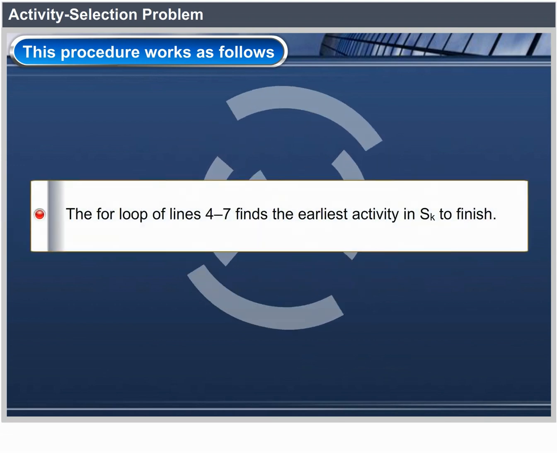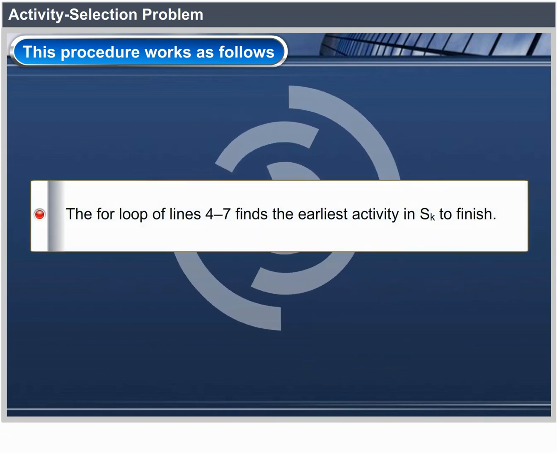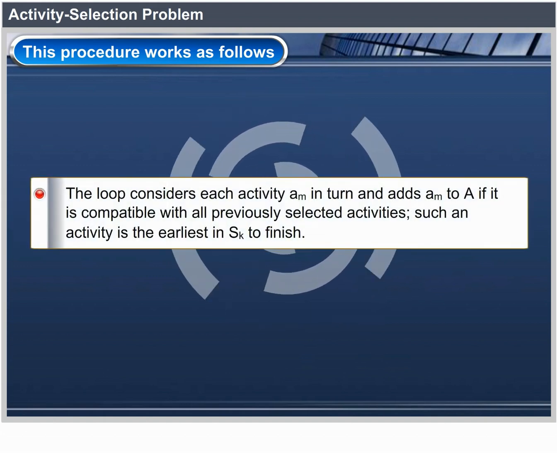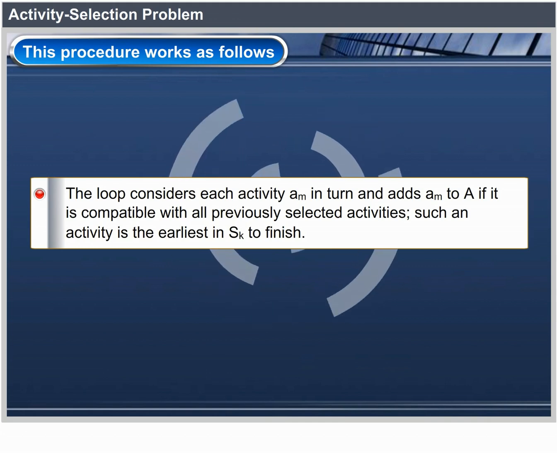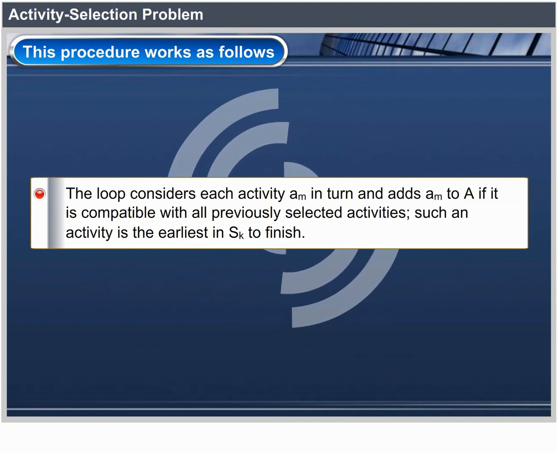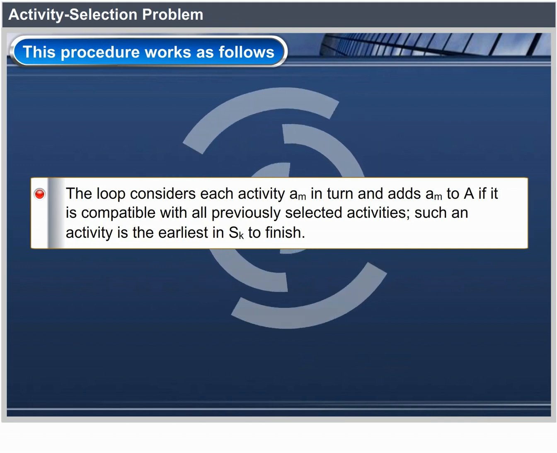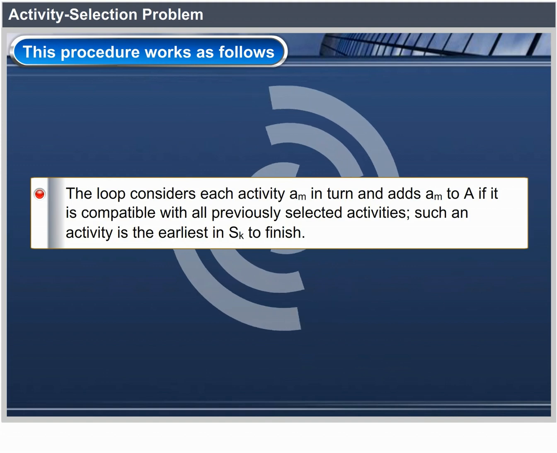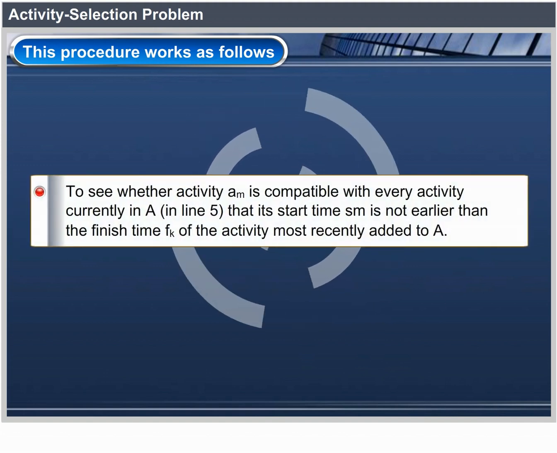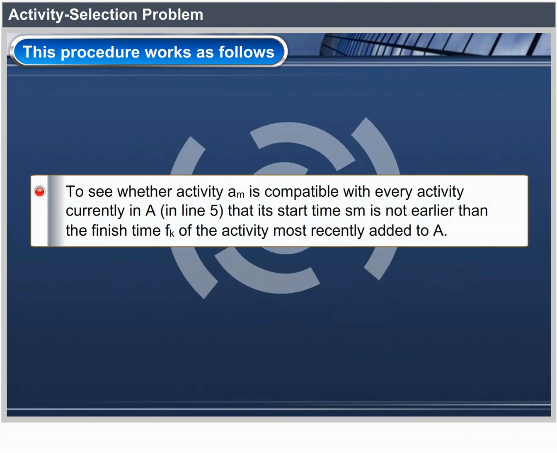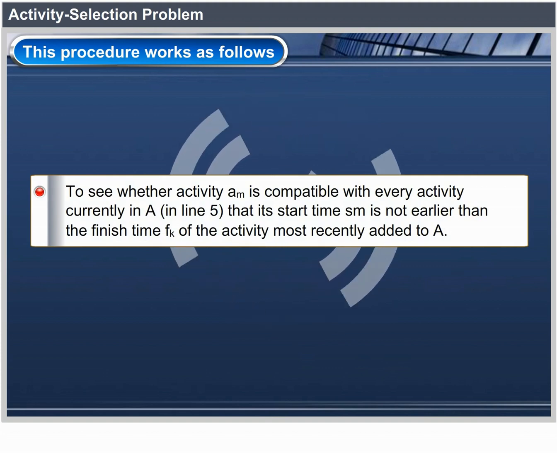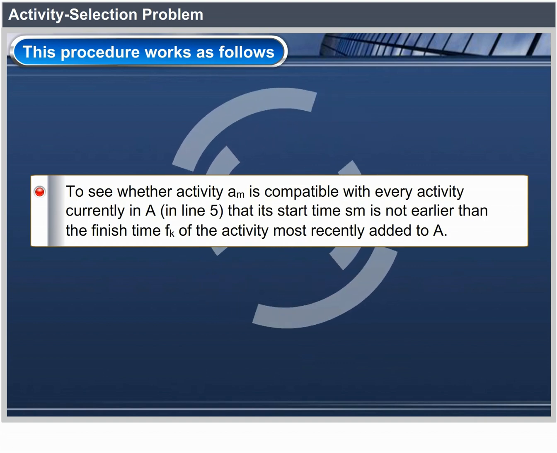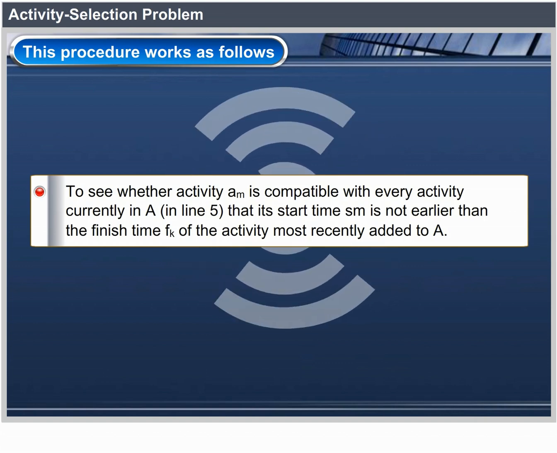The for loop of lines 4 to 7 finds the earliest activity in Sk to finish. The loop considers each activity Am in turn and adds Am to A if it is compatible with all previously selected activities. Such an activity is the earliest in Sk to finish. To see whether activity Am is compatible with every activity currently in A, line 5 checks that its start time Sm is not earlier than the finish time Fk of the activity most recently added to A.